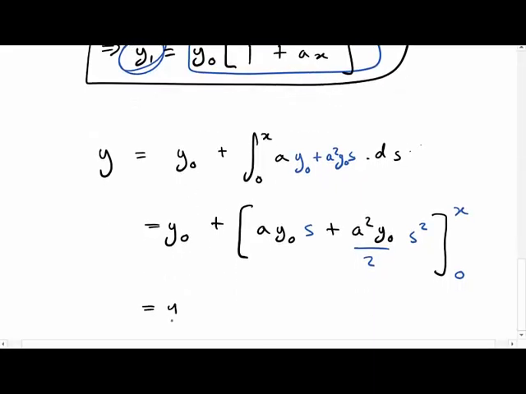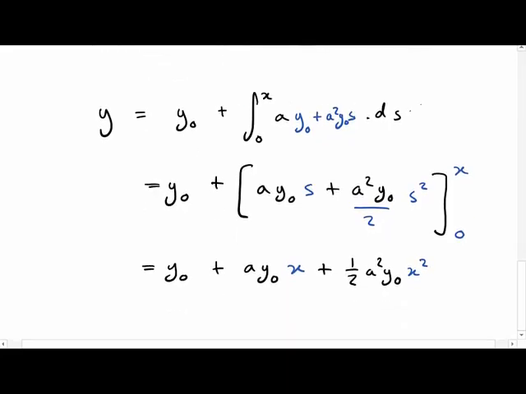So we've got y0 plus, let's just replace s with x. So first of all, we've got a y0 times x, plus half a squared y0 times x squared. And then we've got to do the same thing, but then we just got to put minus 0 in. Are you happy that if I just replace that with 0, then both those terms will just go to 0, because it's just going to be multiplied by 0? So I'm not going to bother writing it out.